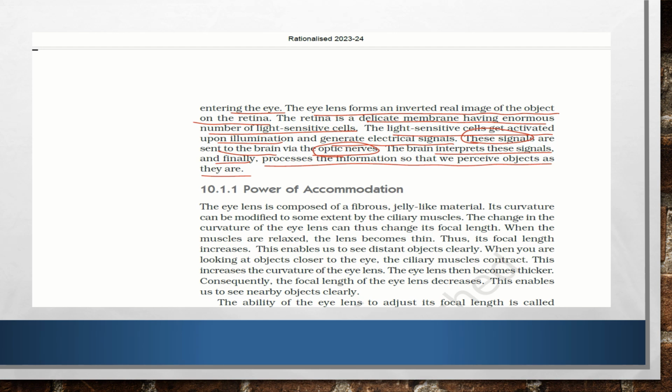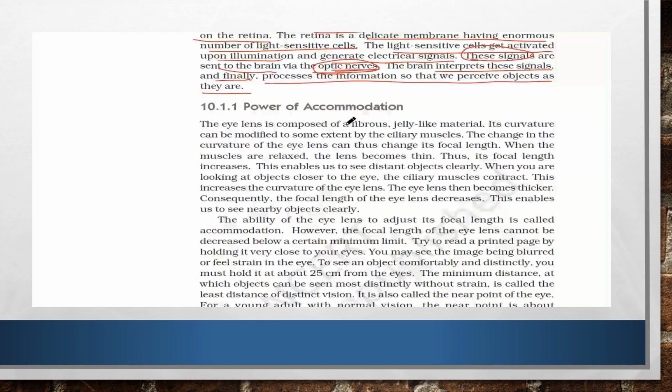light, the lens will do the fine adjustments for the object, and then you will have an inverted image on the retina. The retina through the optic nerve will send the impulses to the brain, and thus the brain processes the information so that we perceive objects for what they are. So this is a very fast process which is happening from the eye to the brain, and it is carried through the optic nerves. Okay, is it clear to all of you?